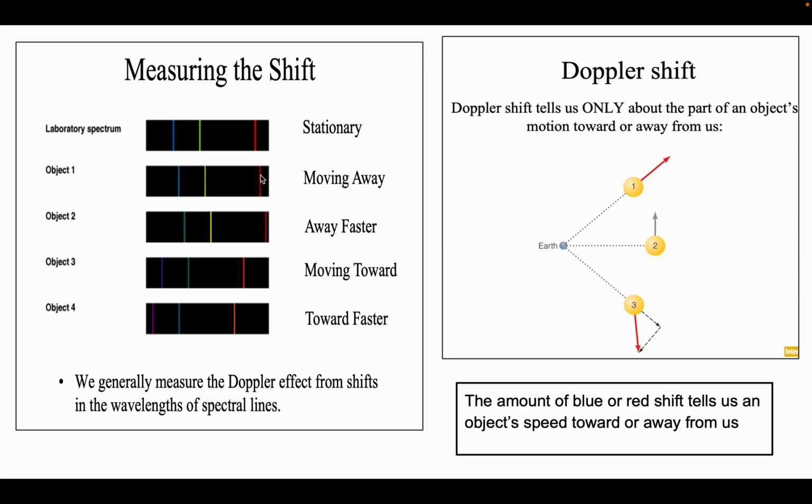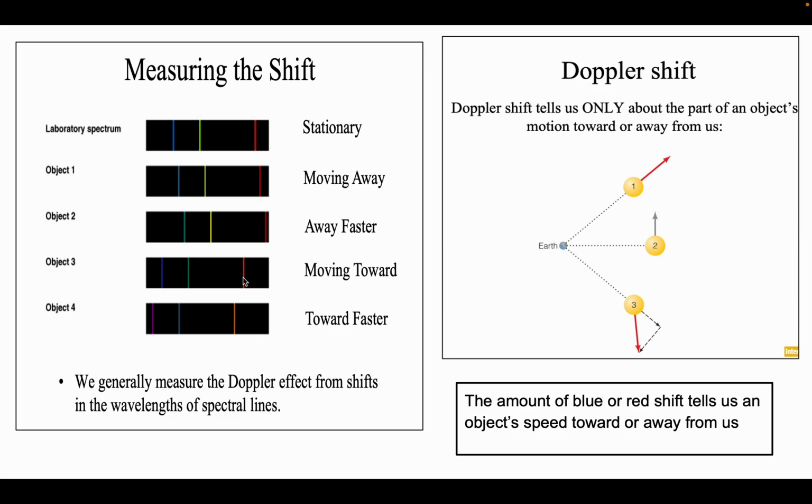The wavelength of each emission line will increase. And if the object is moving very fast, then this line will be moving very far from the lab spectrum. But if the object is moving towards you, then this line will be coming towards you.